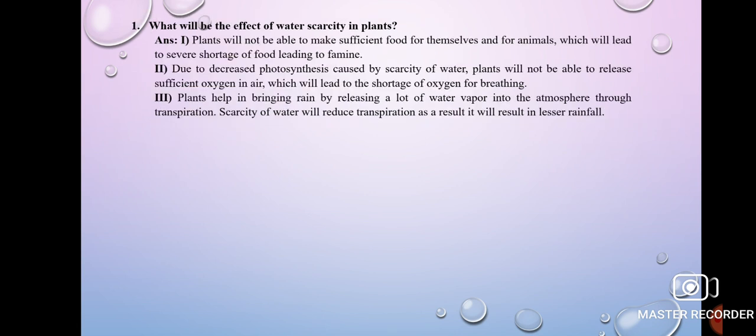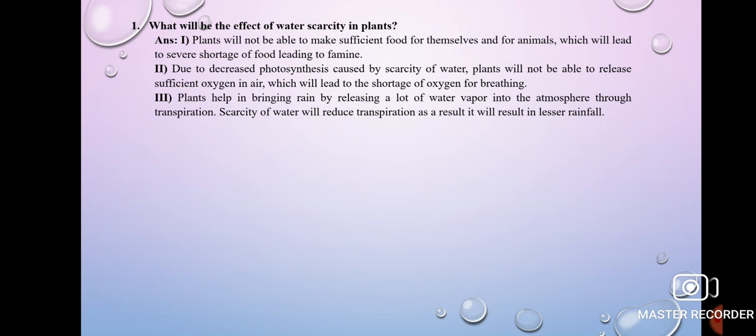Next, what will be the effect of water scarcity in plants? So if there is water scarcity, what will be its effect? Number one, the plants will not be able to make sufficient food for themselves and for animals. Why? Because water is a raw material for the process of photosynthesis. So if there is scarcity of water, it's quite natural that the plants will not be able to make sufficient food for themselves and for the animals, which leads towards severe shortage of food, leading to famine.